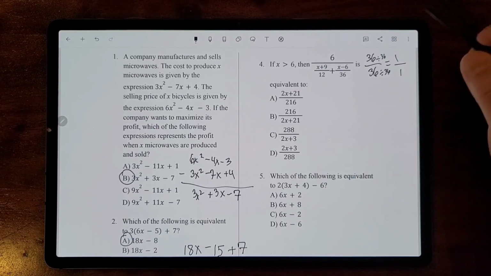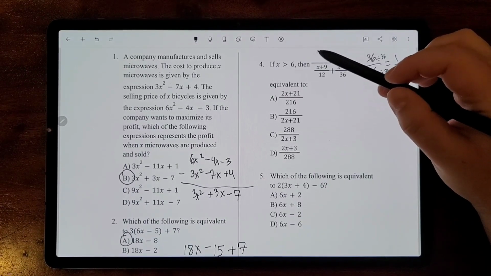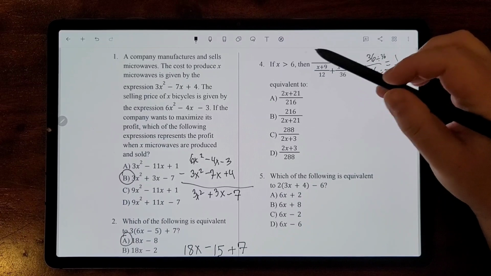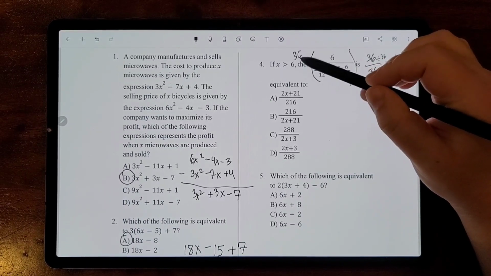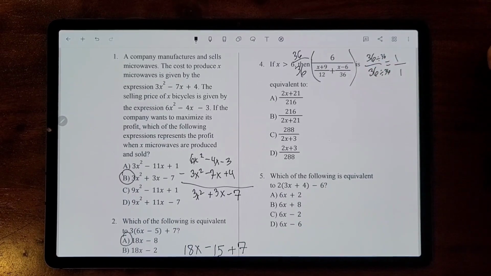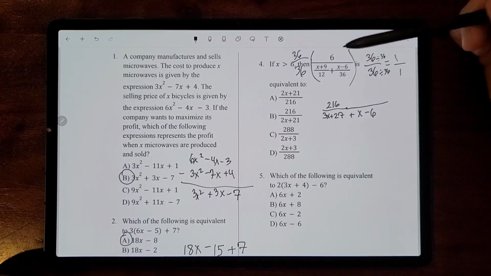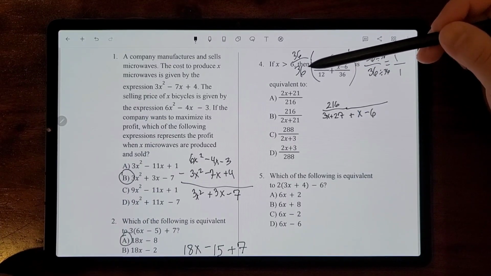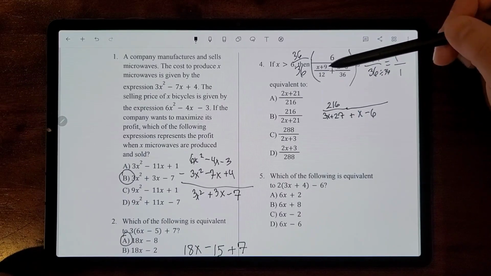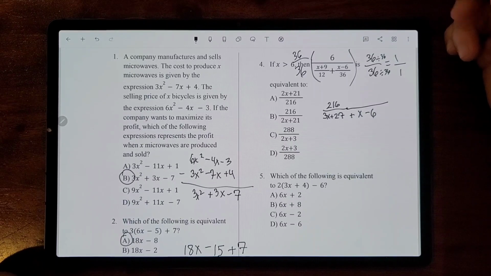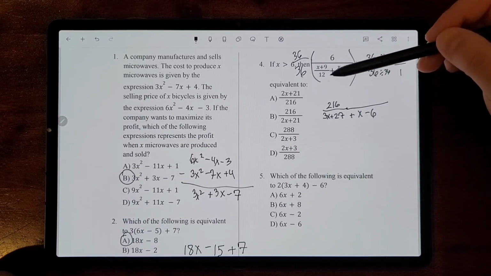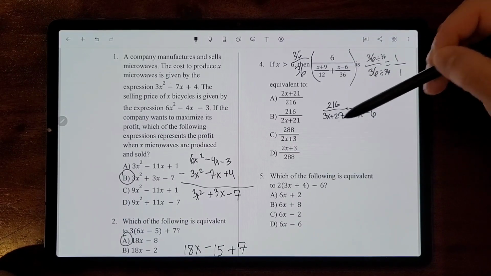So what I'm going to do now is multiply by 36 over 36. And this is what I get. Now, you are totally able to do 36 times x is 36x, and then 36 times 9, if you want to figure out what that is. I'm not going to do that in my head right now. And then divide by 12, and it'll get you this 3x plus 27.